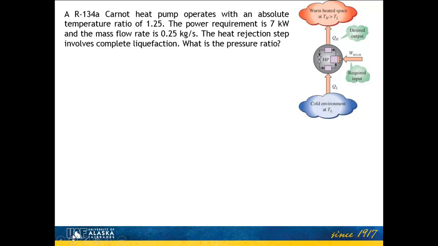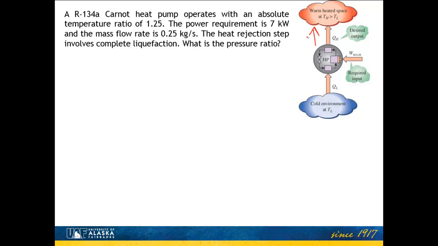We're told we have an R134A Carnot heat pump, and it operates with an absolute temperature ratio of 1.25. The power requirement is 7 kilowatts, and the mass flow rate is given at 0.25 kilograms per second. We're also told that the heat rejection step involves complete liquefaction, and we're asked to find what is the pressure ratio.